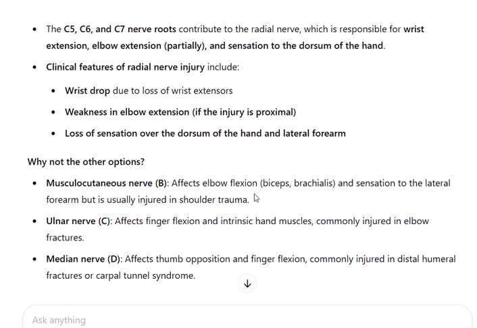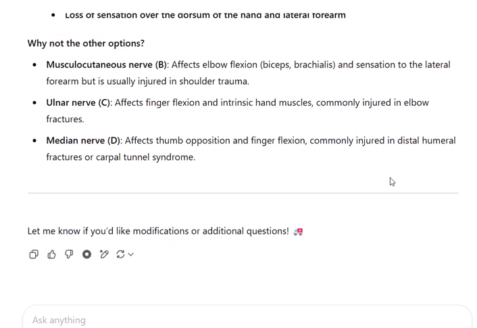Musculocutaneous nerve, B, affects elbow flexion, biceps, brachialis, and sensation to the lateral forearm, but is usually injured in shoulder trauma. Ulnar nerve, C, affects finger flexion and intrinsic hand muscles, commonly injured in elbow fractures. Median nerve affects thumb opposition and finger flexion, commonly injured in distal humeral fractures or carpal tunnel syndrome.